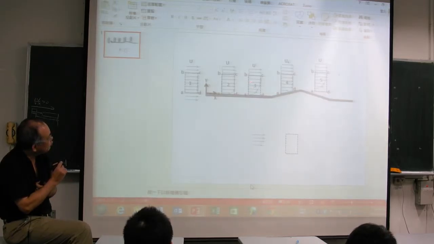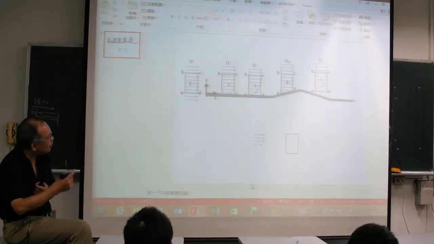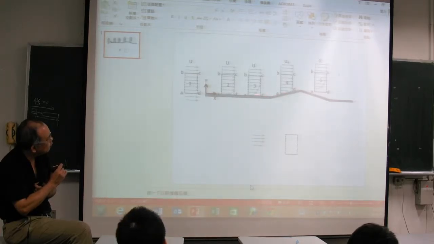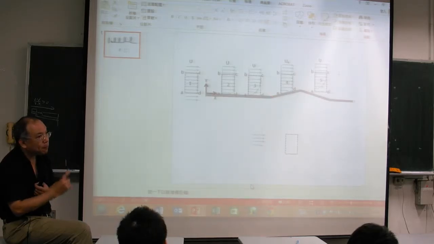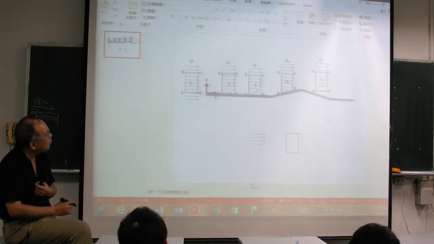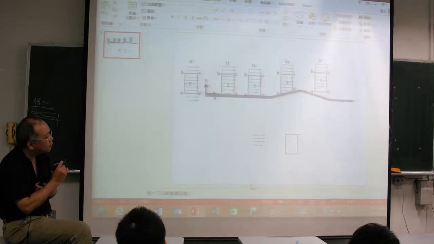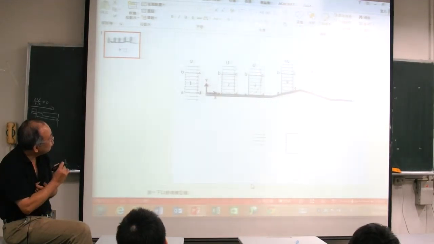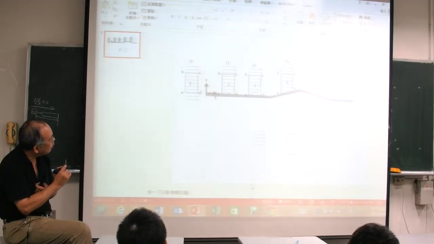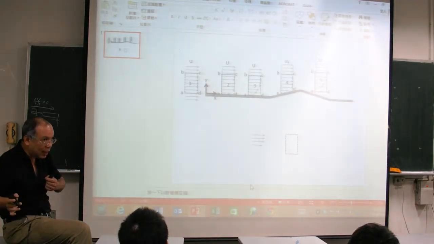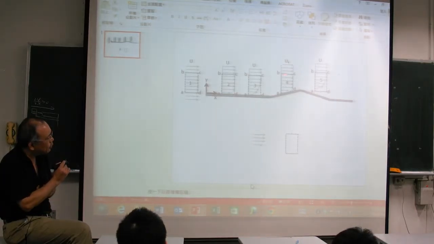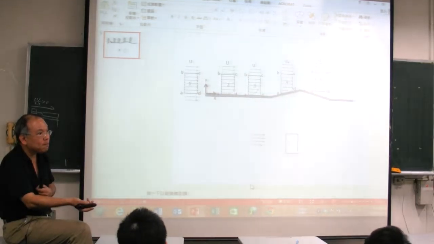From section 3 to section 4, you can see what happened. We have a ramp. Ramp doesn't mean we have the increase. Our surface is going up, right? And going up means what? The U4 is higher, compared to U, because our surface is a contraction. If you have a contraction, friction velocity will be increased locally.